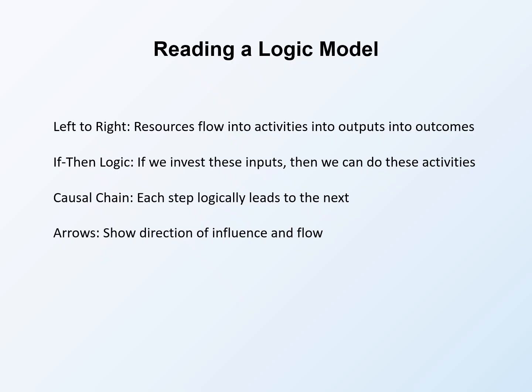Arrows in logic models show direction of influence and flow between components. They indicate that one element contributes to or produces another element. The visual connections make the underlying program logic explicit and transparent for all stakeholders.